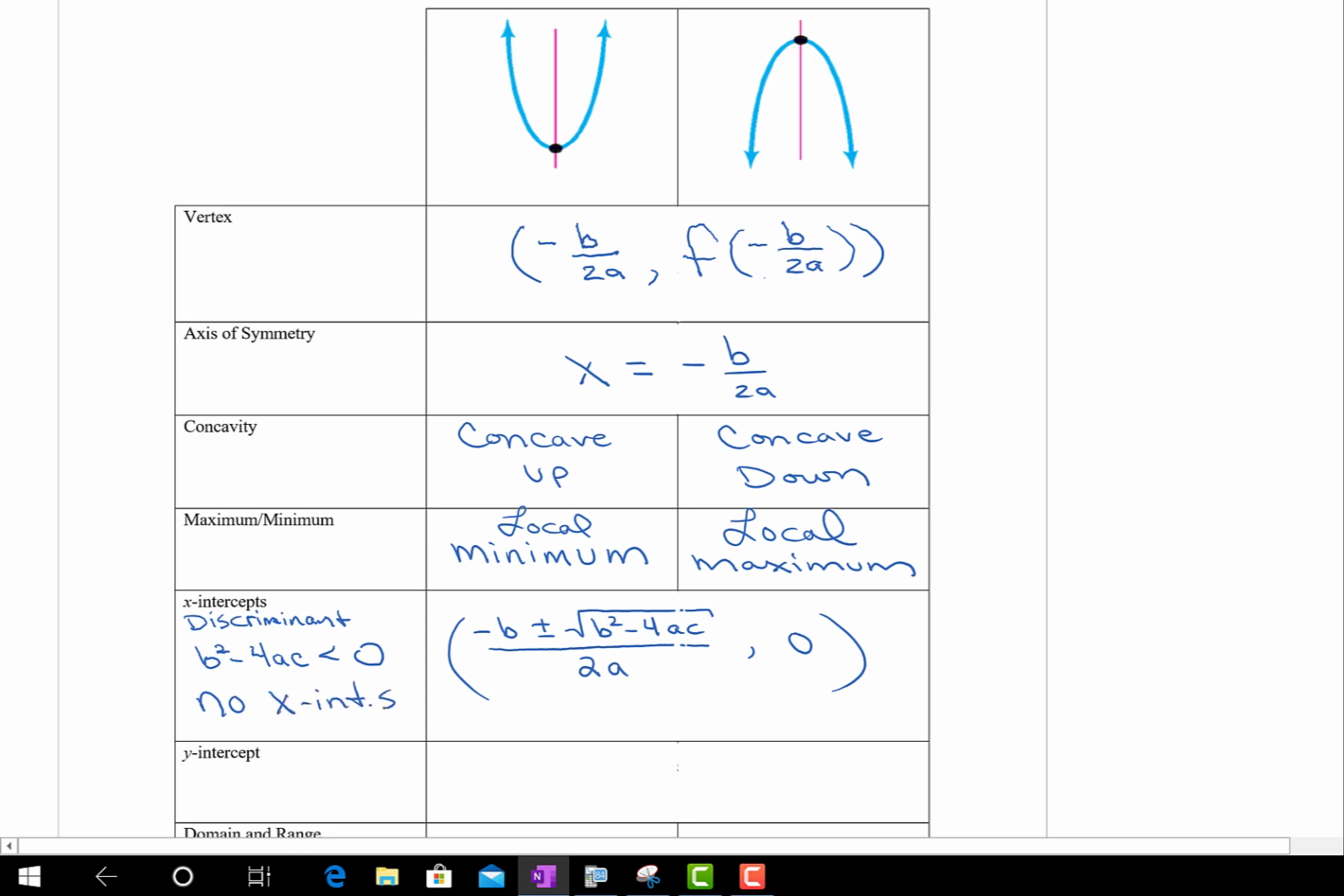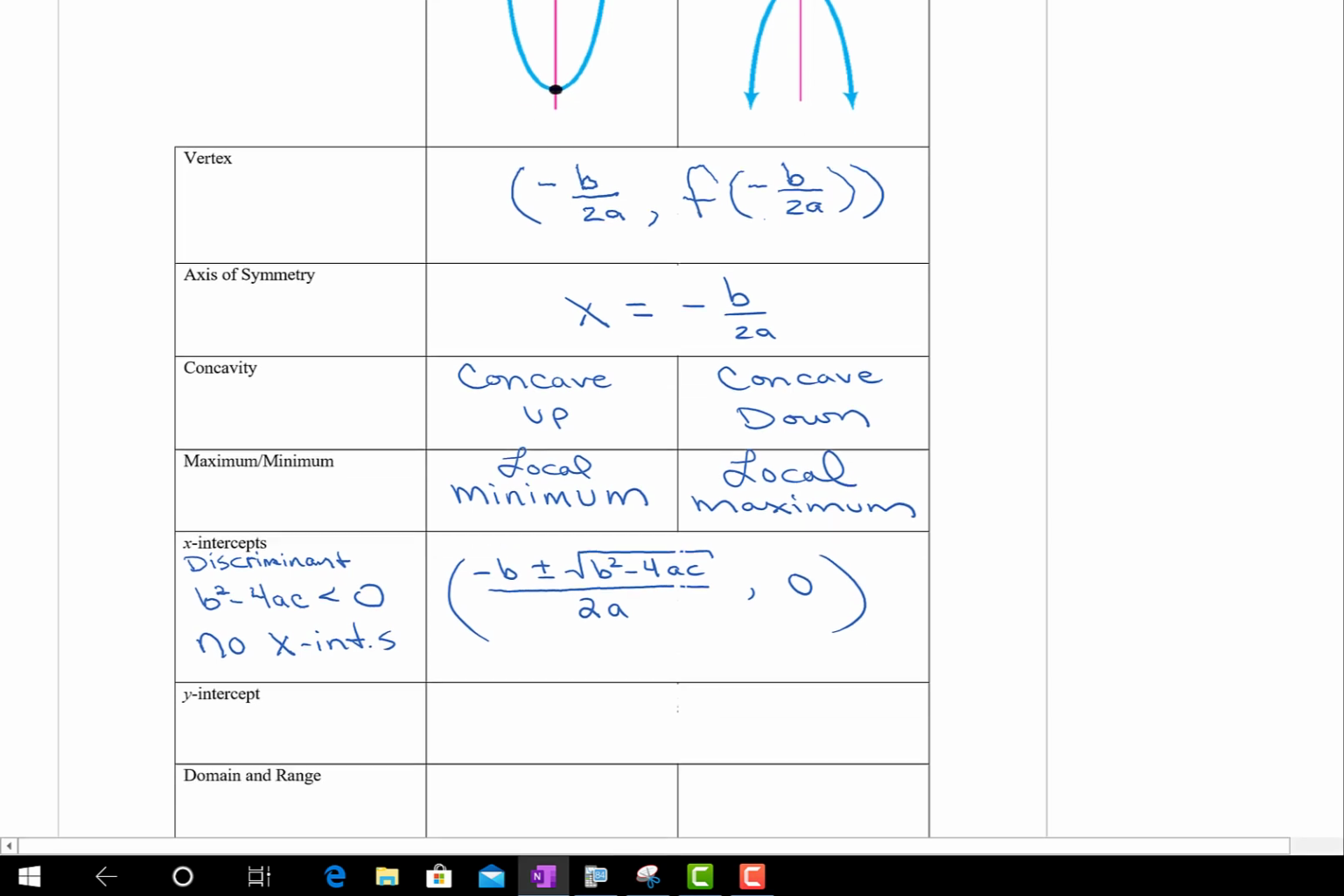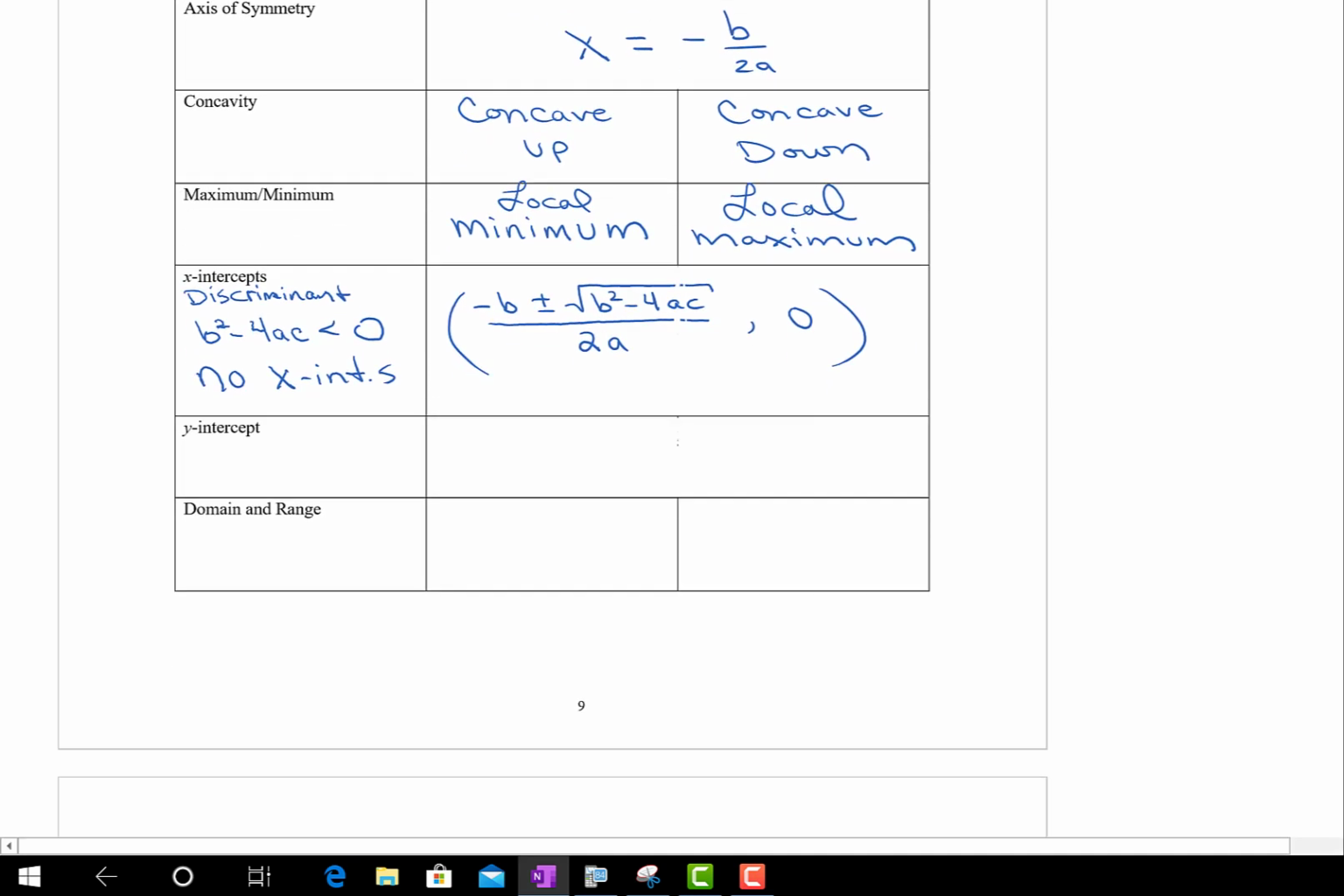And if your discriminant is less than 0, then there are going to be no x-intercepts. That means it's just not going to cross the x-axis. And that happens sometimes, when you have a negative value inside of your radical. The y-intercept: if you want to find the y-intercept, basically you just have to set your x equal to 0 and then solve for y. So the y-intercept is basically going to be just (0, f of 0).